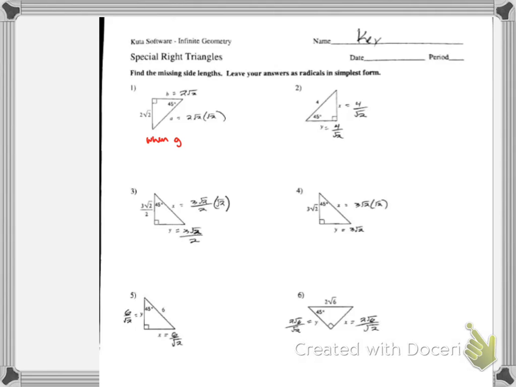Here's page 1. The big rule, when you're going from a leg to the hypotenuse, and all these, by the way, 1 through 6 are all 45, 45, 90. So we're dealing with multiplying or dividing by the square root of 2. That's all we do with 45, 45, 90.